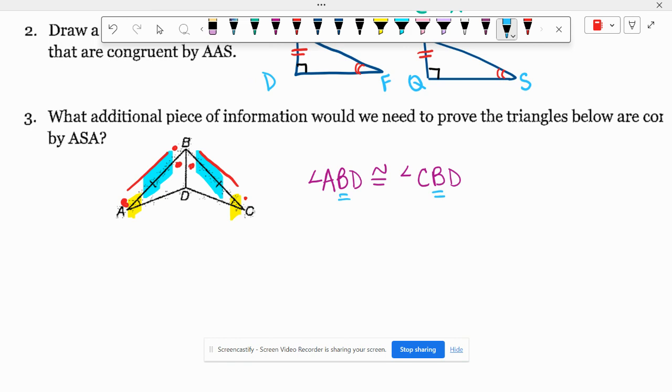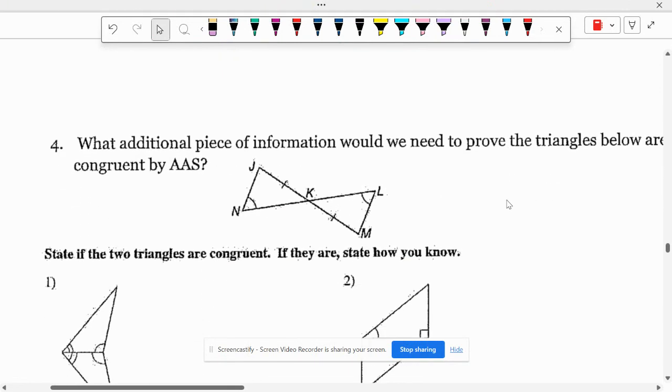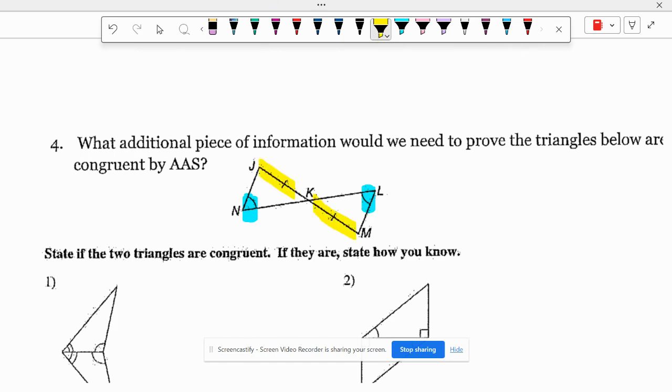Okay. Let's go to number 4. So question number 4, what additional piece of information do we need to prove that the triangles are congruent using angle, angle, side? Well, I have an angle congruent to an angle, and I have a side congruent to a side. So I need this to look like angle, angle, side. So what's missing?